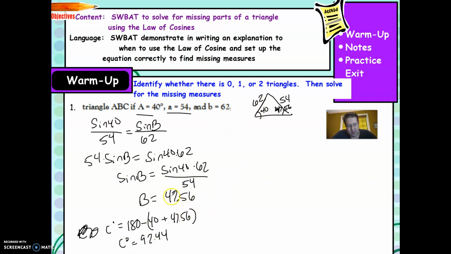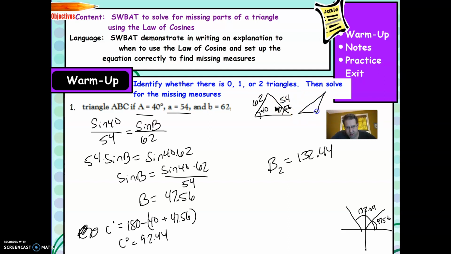But the problem here is that we have two possible measurements, because sine of anything in the first quadrant and the second quadrant are both going to be positive. So 180 minus 47.56 is going to be the exact same measurement, because if let's say this is 47.56 degrees, then if I go 132, which is over here, 132 is going to give me the exact same reference angle. So angle B can also be 132.44 degrees. So that means we've actually got two triangles in this case, which kind of presents a problem.